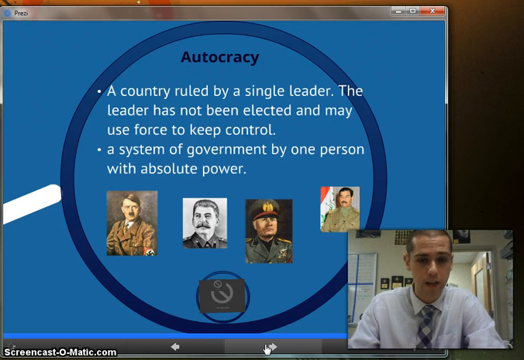Some examples include Adolf Hitler, Joseph Stalin, Benito Mussolini, or Saddam Hussein, as you see in order right beneath.